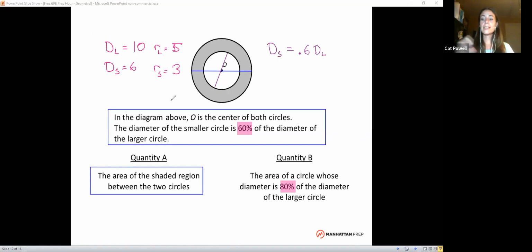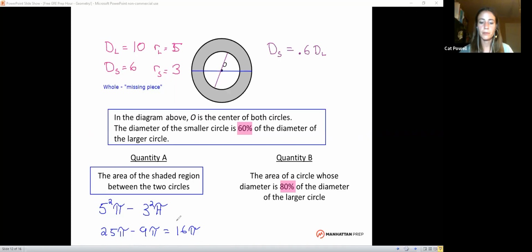Yep. So when I see complicated figures like this, I still fall back on the same formulas. I just have to use a couple tricks. And here the trick is to do the whole minus the missing piece. That's a common technique for dealing with complicated figures. If I just want the ring, I'll find the whole big circle and take out the piece that I don't want, like taking the hole out of a donut. So for quantity A, I could just do the area of the large, which is radius squared times pi, minus the area of the small, which again is radius squared times pi. So I get 25 pi minus 9 pi equals 16 pi. Awesome.